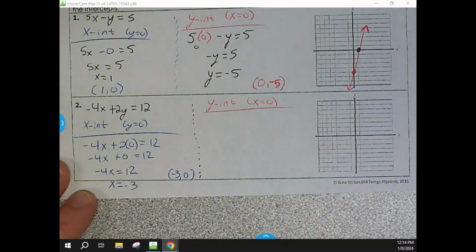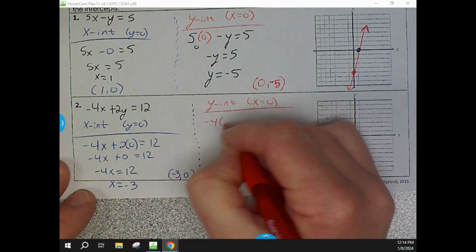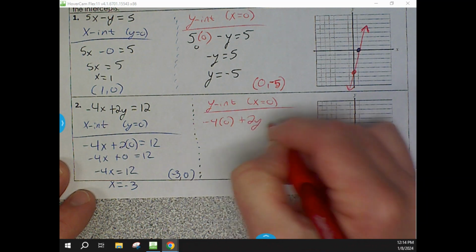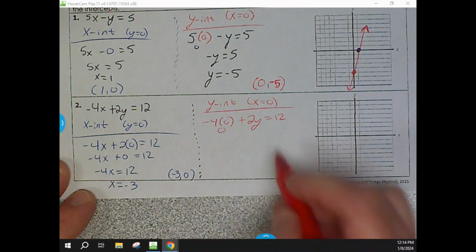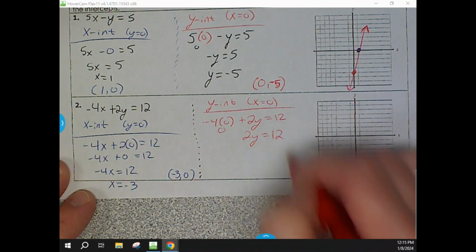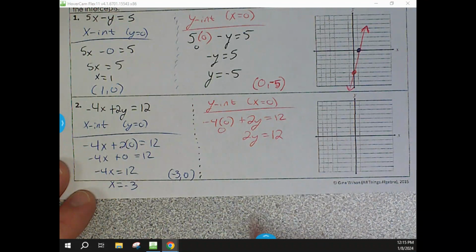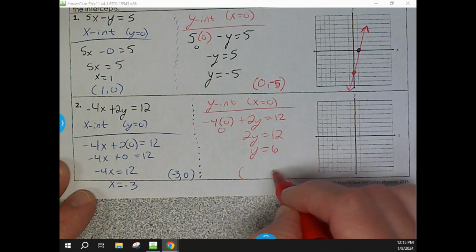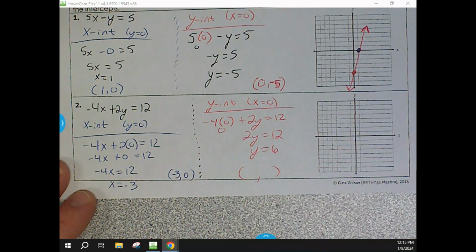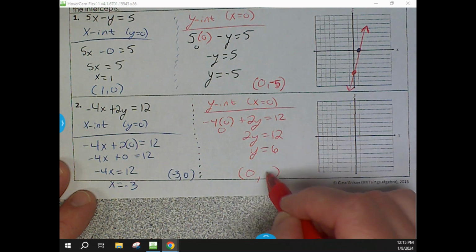Okay, and then same thing for the y-intercept. This time we're going to plug in x equals 0. So it's negative 4 times 0 plus 2y equals 12. Again, that goes to 0, which if you add 0 to that, it doesn't do anything. It's just 2y equals 12. And then dividing those two, we get y equals 6. Okay, and again, ordered pair. X is always first, and the y value goes second.